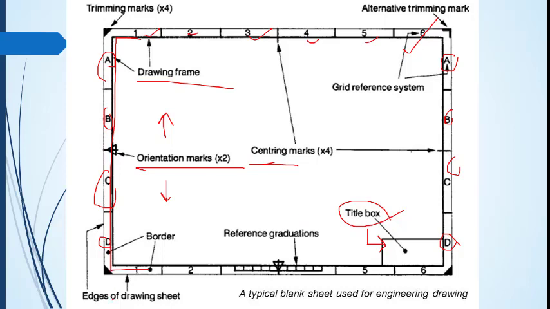These are the edges of the drawing sheet which are shown here. For example, these are the edges, etc. Trimming marks: the point up to which we trim or cut the sheet is known as a trimming mark. Here are 4 trimming positions, 1, 2, 3, 4 marks are given here.